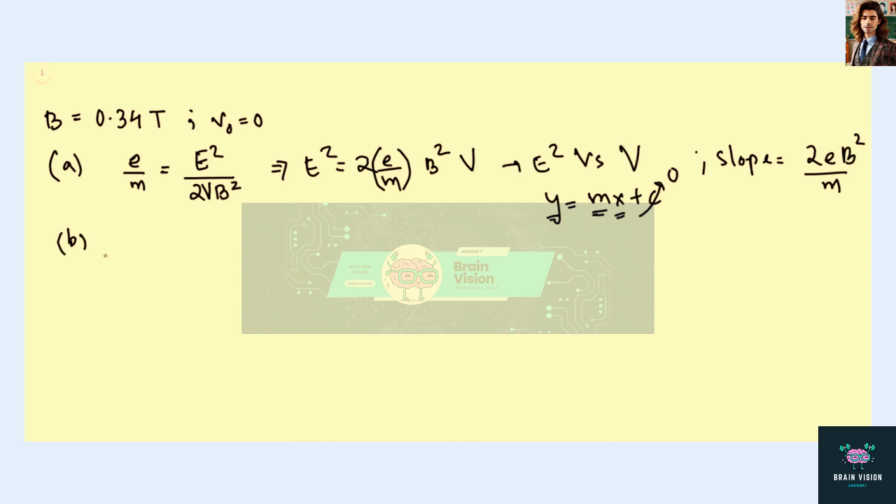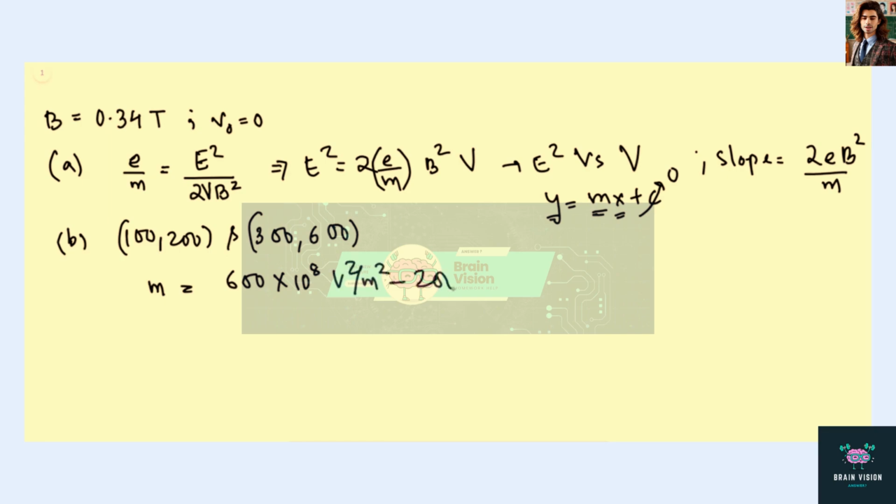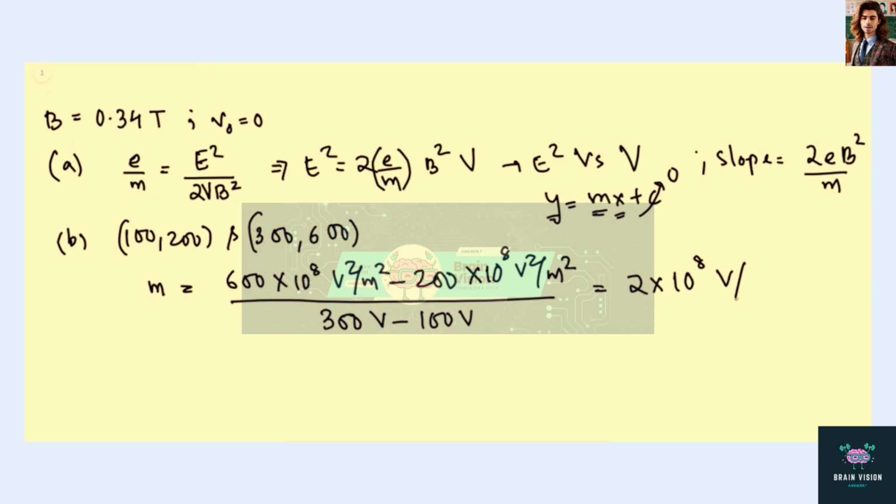For part B, we can find the slope using two easily read points on the graph. Using the points (100, 200) and (300, 600), let's call the slope m, equal to 600 times 10 to the power 8 V squared over m squared minus 200 times 10 to the power 8 V squared over m squared. This is delta y, and we divide by delta x, which is 300 volt minus 100 volt. This gives the slope to be 2 times 10 to the power 8 volt per meter squared. Now we can use this value that we found for the slope over here.